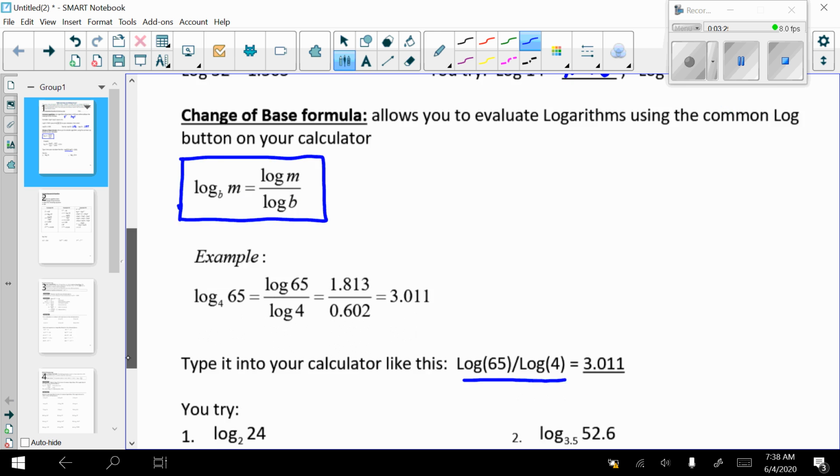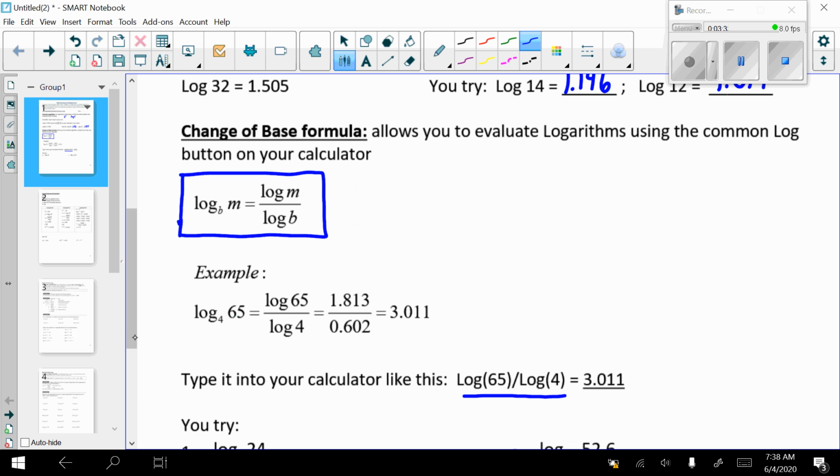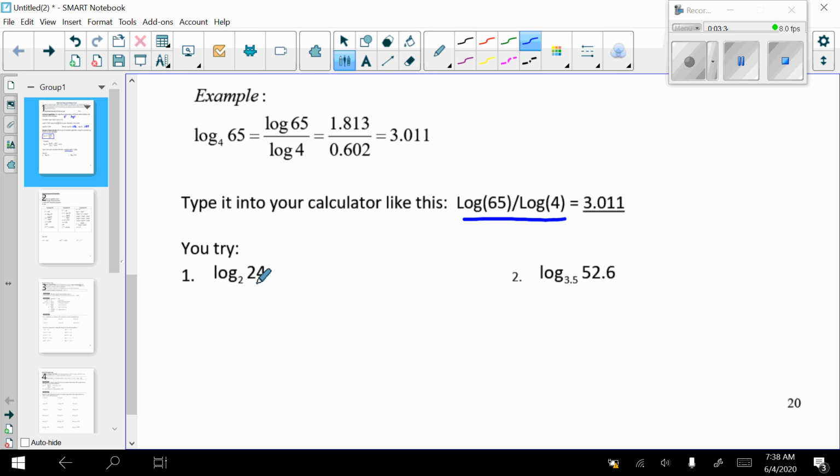Okay? So let's try one together. If we had log base 2 of 24, remember log of the argument over log of the base. So this would turn into log of 24 over log 2. And then you would type that in your calculator just like you see it there. Log 24, typing it into mine now, divided by log 2. And I got 4.58. I'm going to round it to 5. Okay, you try number 2.